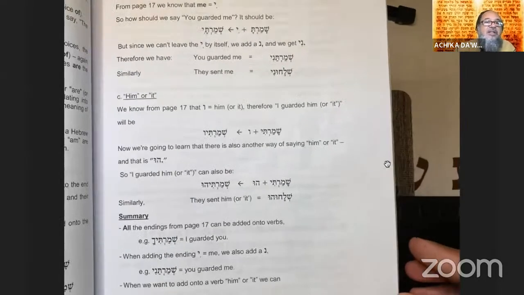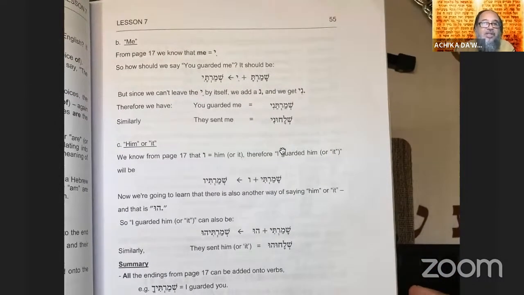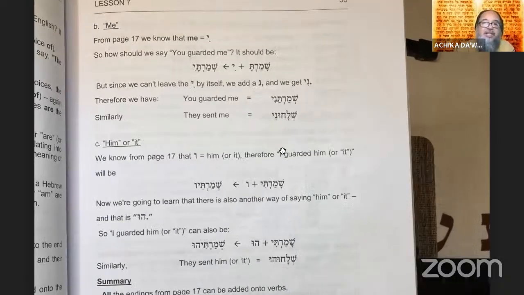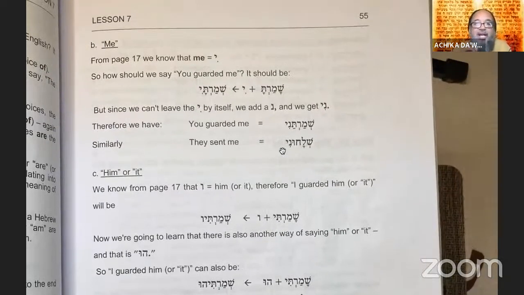One other thing here, let's see. Oh, for me, it's another ending that you'll find on page 17. And they give you examples here. How do you make something into saying that you guarded me? Right? So we know shamarta is you guarded, okay? And then you guarded me. And then you have this e right here, okay?